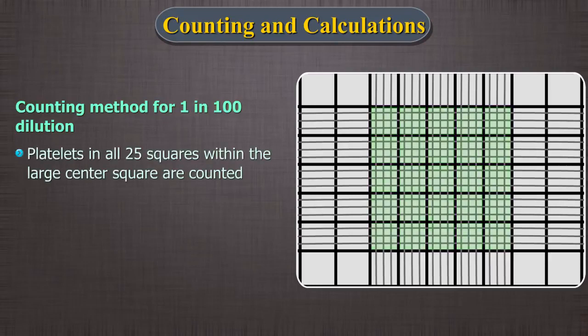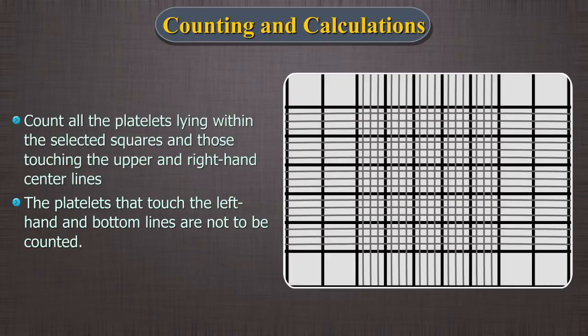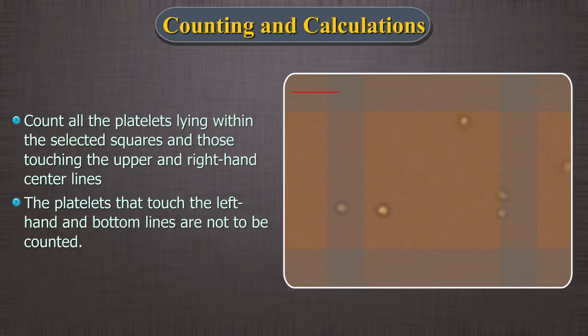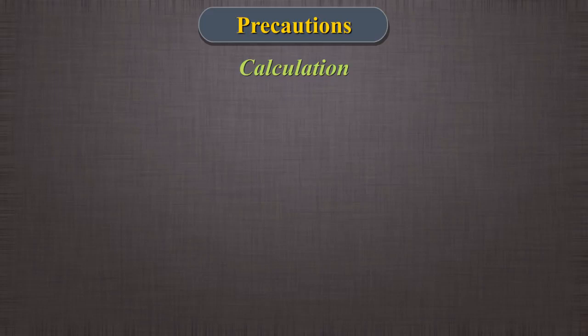Platelets in all 25 squares within the large center square are counted. C. Count all the platelets lying within the selected squares and those touching the upper and right-hand center lines. The platelets that touch the left-hand and the bottom lines are not to be counted. Calculation. Let the number of the platelets counted be n.